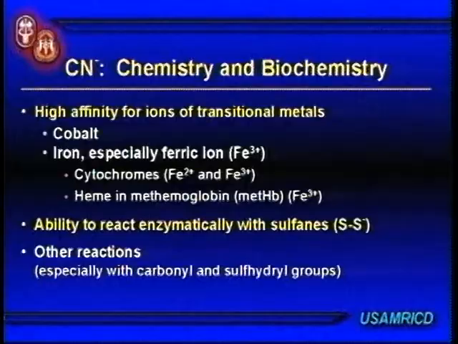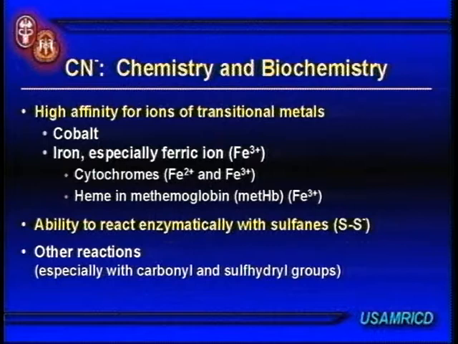They are the following. Cyanide loves to react with metals, especially transition element metals. And where do we find those in the body? Well, we find molybdenum, we find zinc, we find copper in small amounts in various enzyme systems in the body. But especially, we find iron in the body. Where do we find iron in the body? RBCs. Okay, RBCs. And in what form?